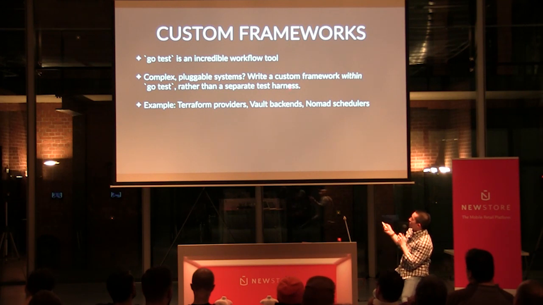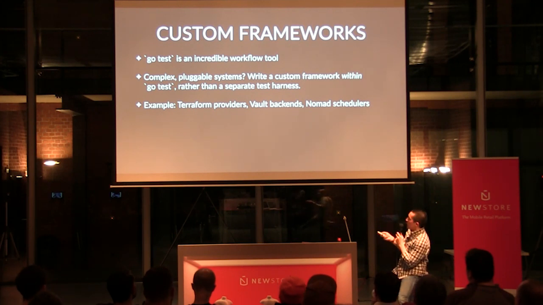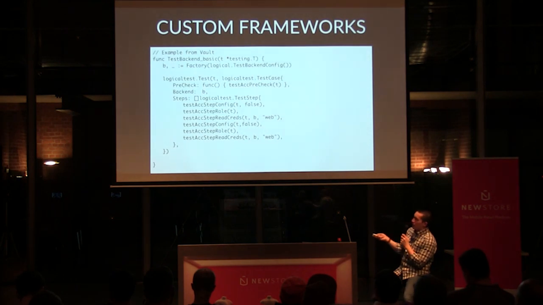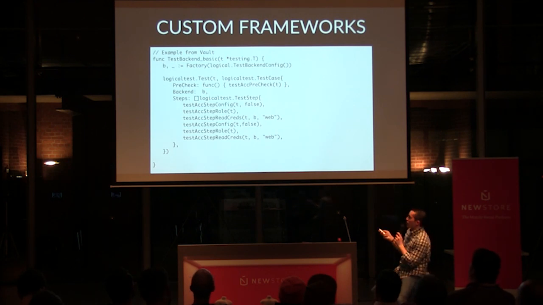So what we've done in a lot of our projects is write custom frameworks you call from your Go test things to do complex things. As an example, this is a real example copy and pasted from Vault. We have an in-memory acceptance test framework for testing backends that store secrets and things like that. And it looks like this.